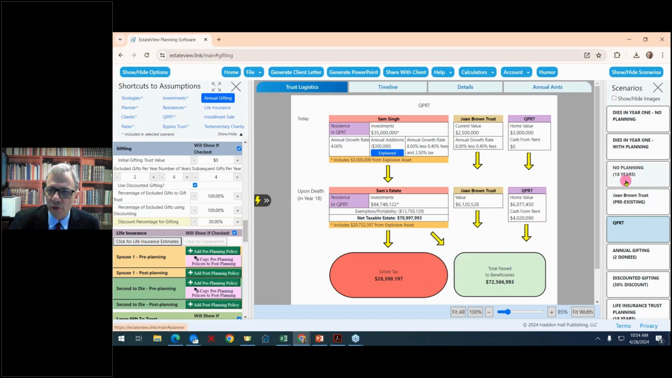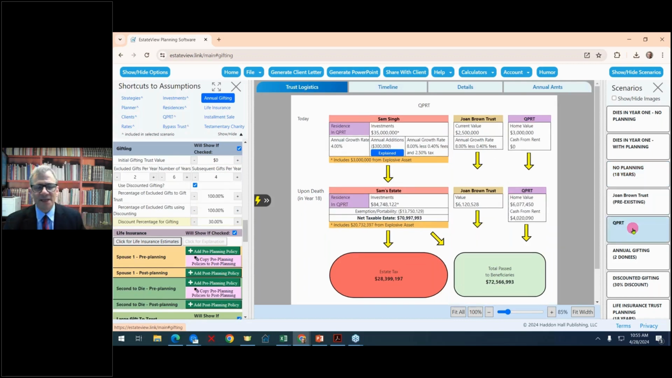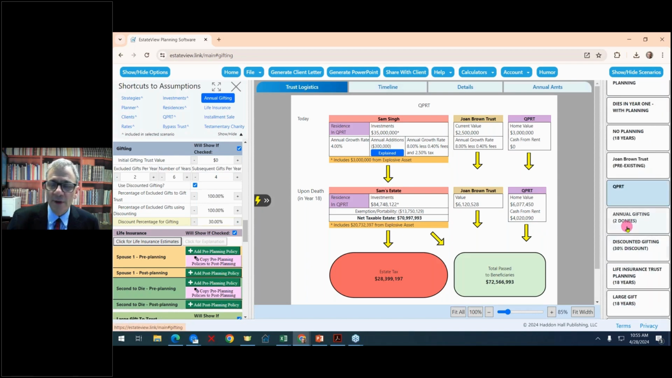Just to show you again, with no planning at 18 years, estate tax is $31 million. With the QPRT, the estate tax is $28 million, and a lot of this QPRT savings comes from getting $4 million accumulated from rent paid. Now we have a separate QPRT calculator that will go into a lot more detail and fine tuning on QPRTs, but this helps a QPRT at least be illustrated during someone's lifetime.